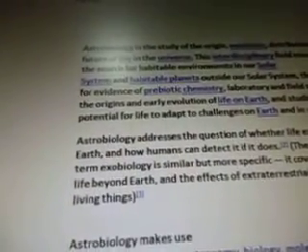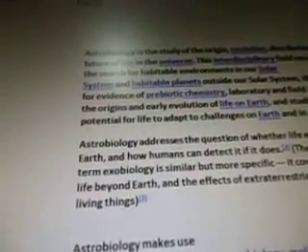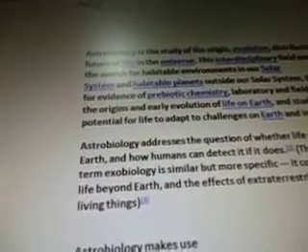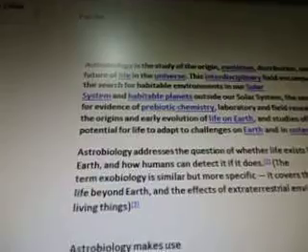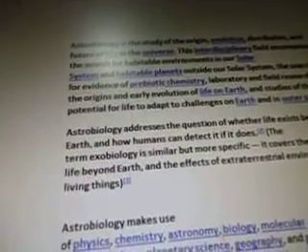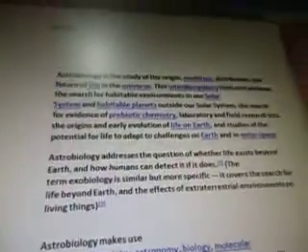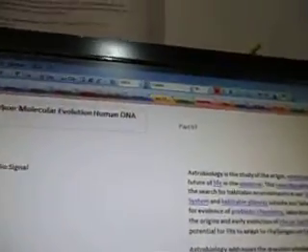Astrobiology addresses the question of whether life exists beyond Earth and how humans can detect it if it does. The term exobiology is similar but more specific. It covers the search for life beyond Earth and the effects of extraterrestrial environments on living things. So exobiology would be the Kepler space mission, which is looking for habitable planets right now over the Kepler region.